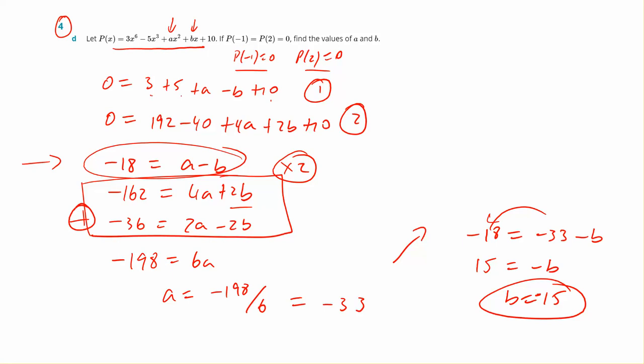So I guess the key was to know how to plug in both values to get the simultaneous equations and then solve them simultaneously. I mean, it is a bit of work, but it's totally doable. So hopefully that helps.